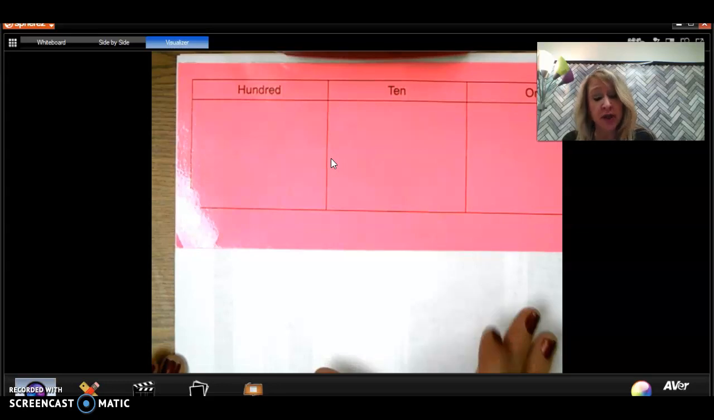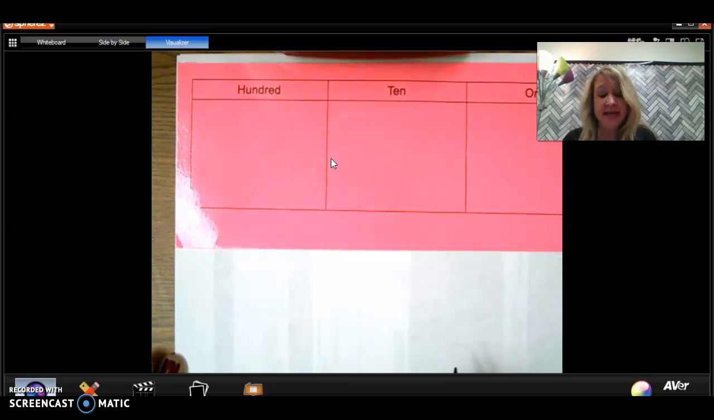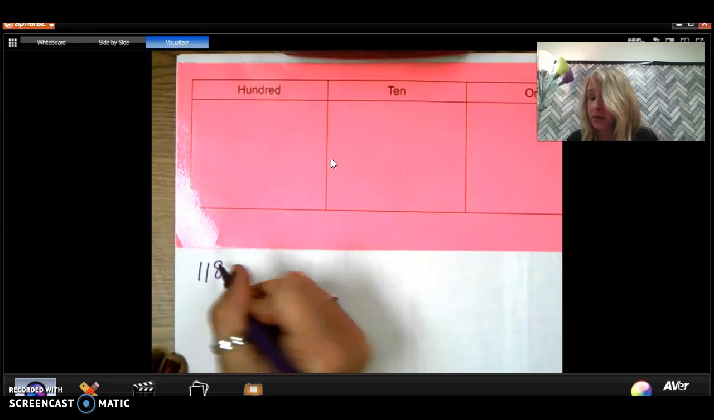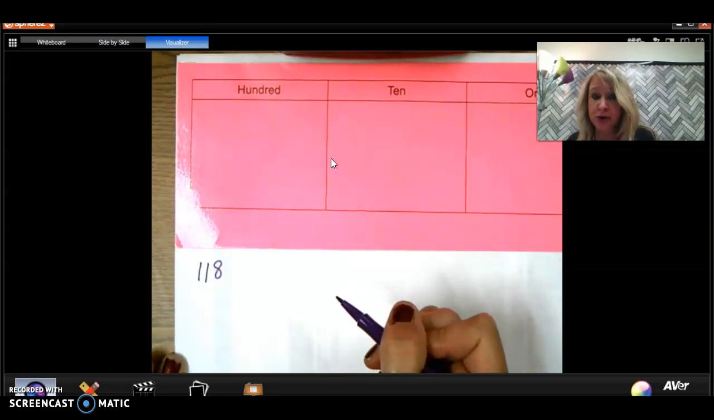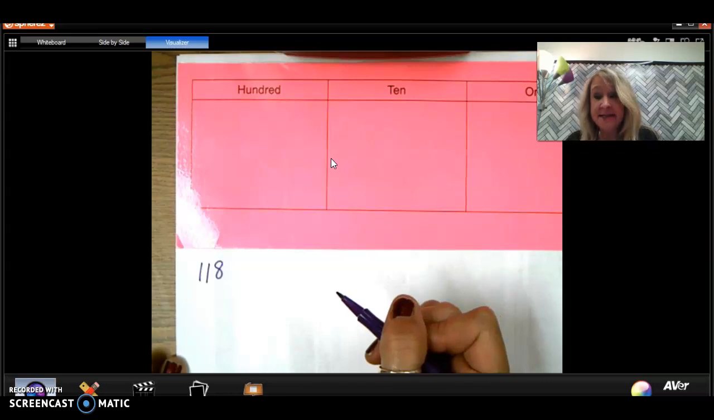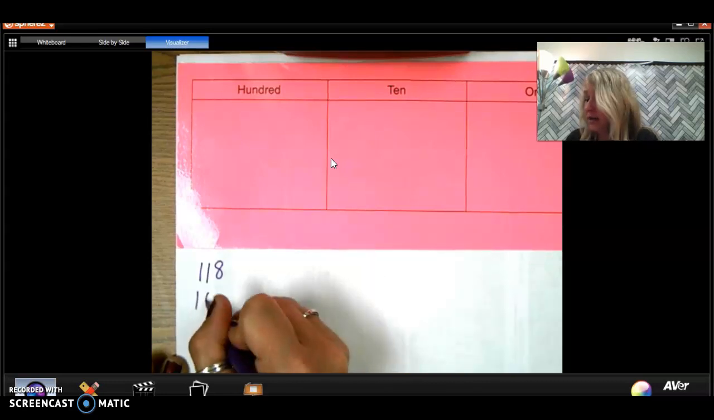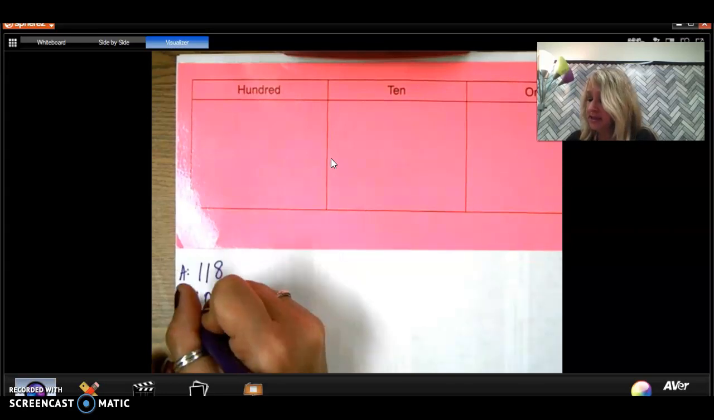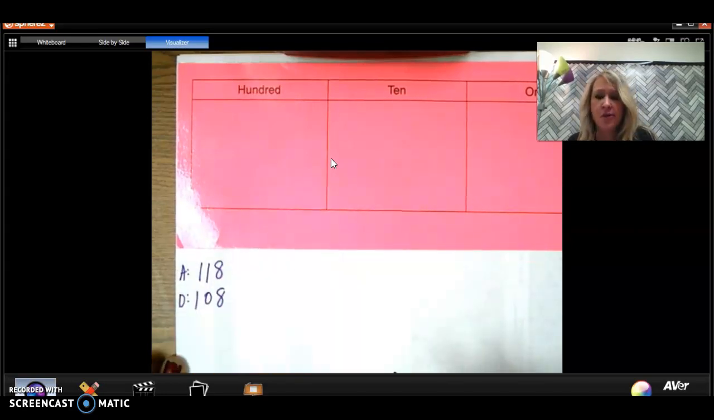The first one says, Audrey has 118 markers. Ooh, I know who I'm going to go borrow markers from. And Debbie has 108 markers. So this is Audrey, this is Debbie. Okay. Who has less? Well, let's find out who has less.